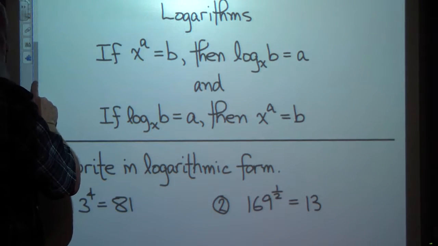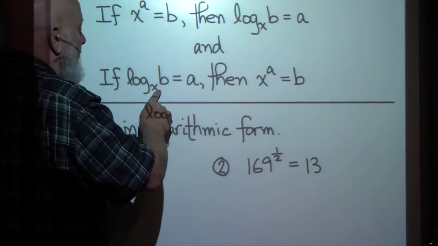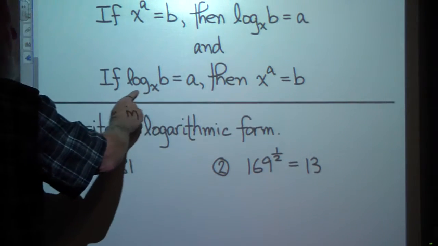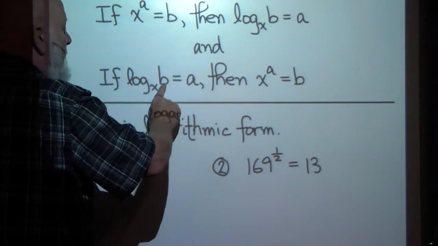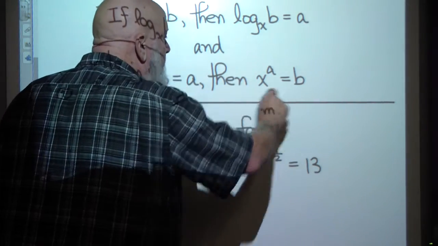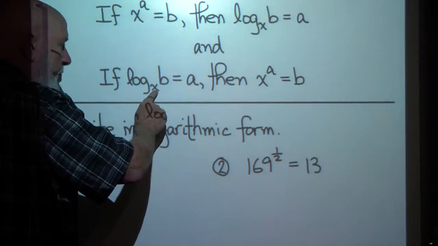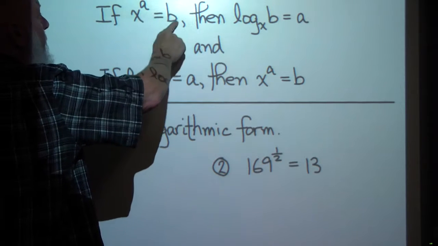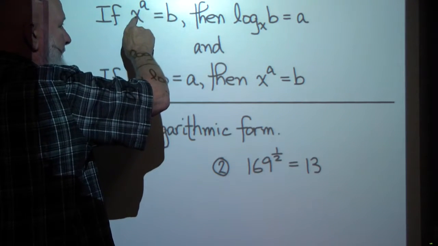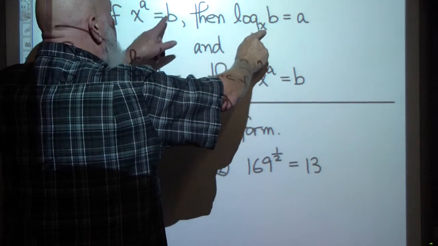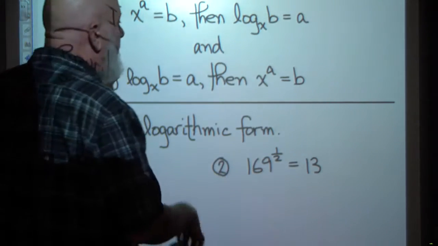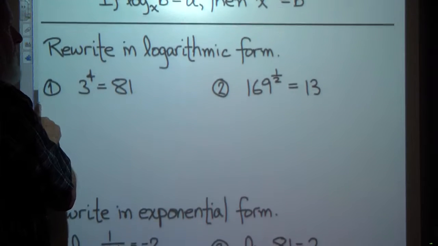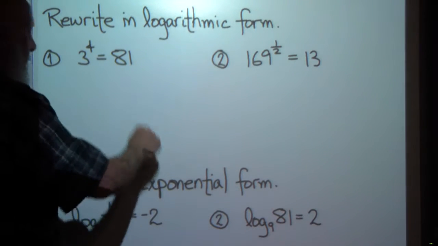So here we go. It says if log base x of b is equal to a, then x to the a is equal to b. That's what we're dealing with. If we go from a logarithm to an exponential equation, we would say x to the a is equal to b. If we were given this and wanted to write it as a logarithm, I would say log base x of b is equal to a. We'll just do a few of them, and you'll follow the pattern. It's pretty easy.